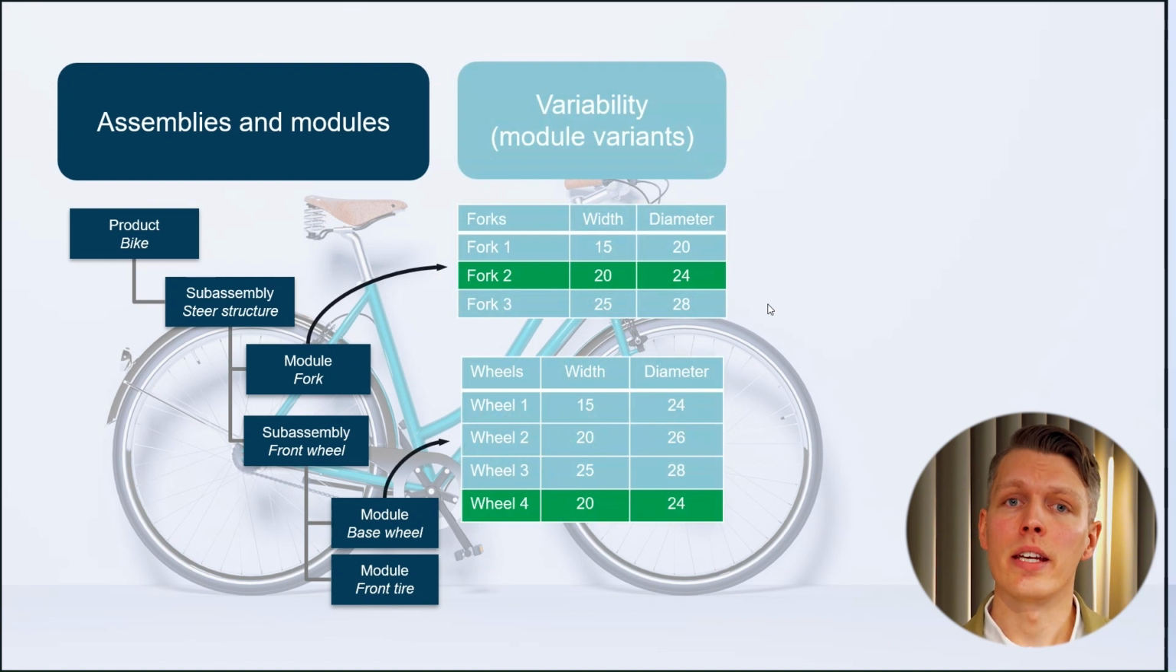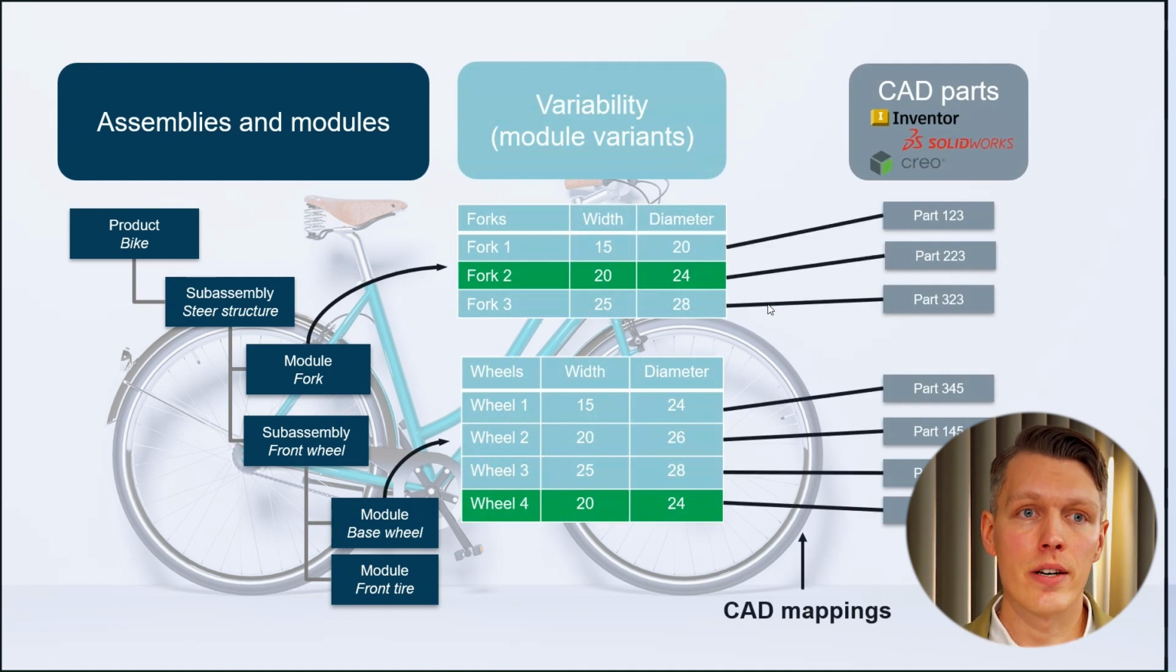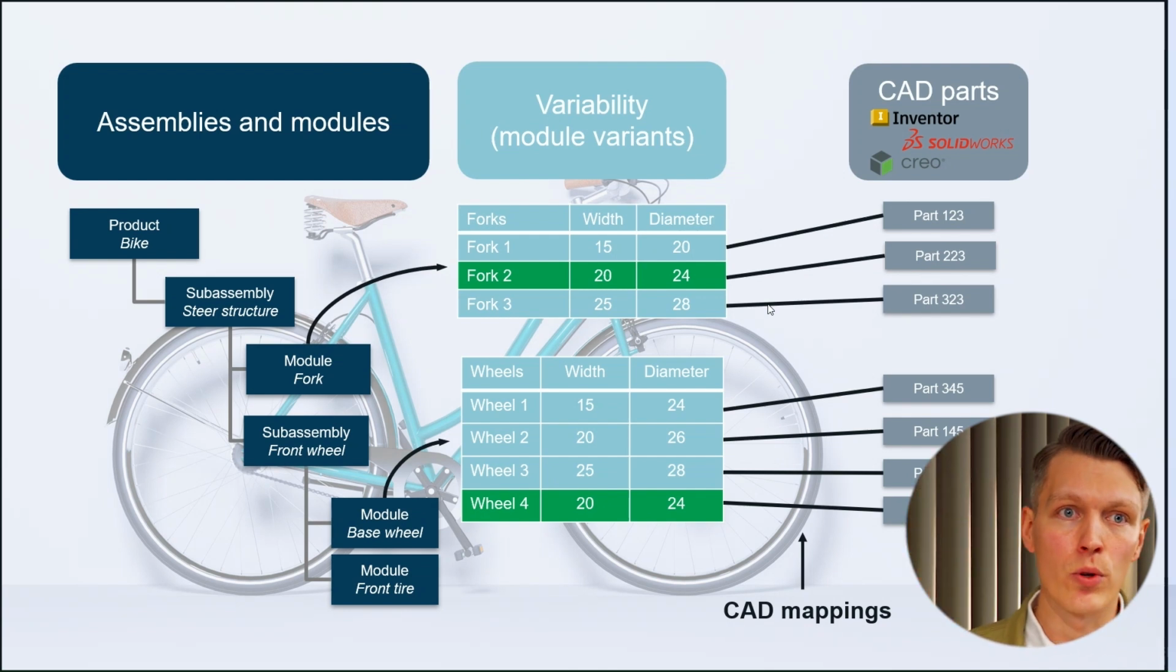And here we can see that most likely our CAD set is going to consist of the same variants actually. So it's going to be very easy for us to make this connection or create these mappings where we essentially map these variants one-to-one with our CAD parts. So this is really going to be a product replacement operation in our CAD system when we switch between fork 1 and fork 2, for example. So very effective and intuitive way of creating that connection between our configuration model and our CAD model.